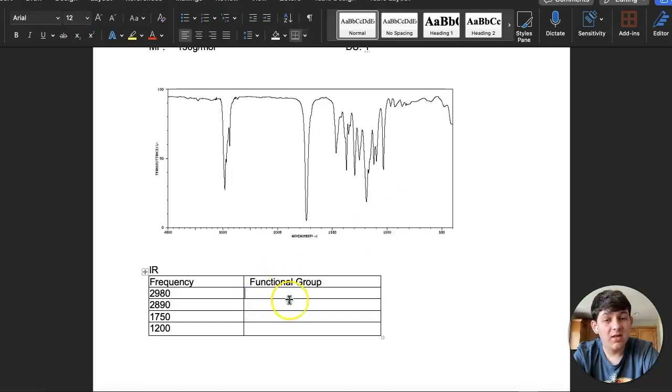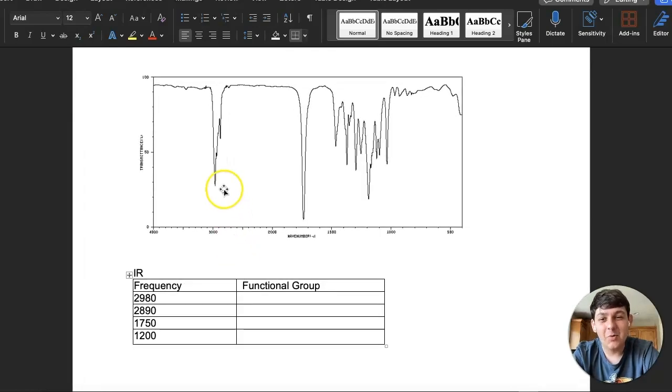I did input the frequencies on all of my graphs just to make this go a little faster, catch my eye a little better. So upfield, we have 2980 as our first frequency. That one is a C-H alkane, specifically sp3. There is no alcohol present on this IR, so that is a big factor. So we can immediately rule out carboxylic acid with no OH spike. The next spike, 2890, right there, that's an sp2 C-H. So I'm going to go ahead and put that in.